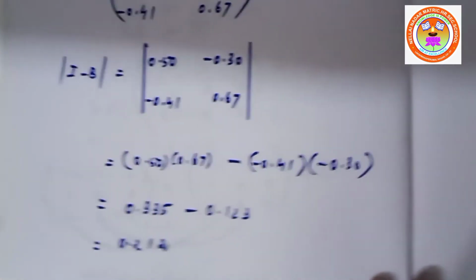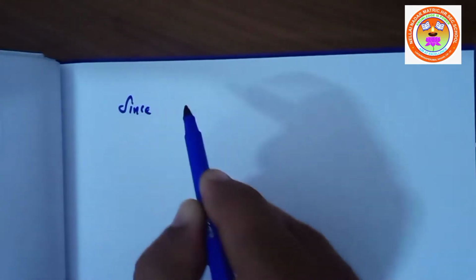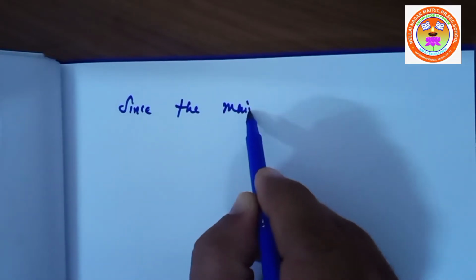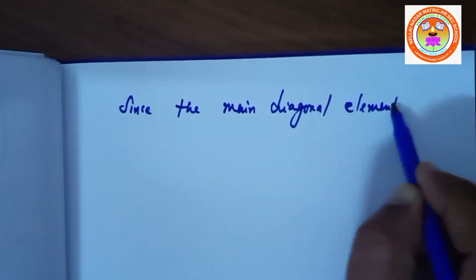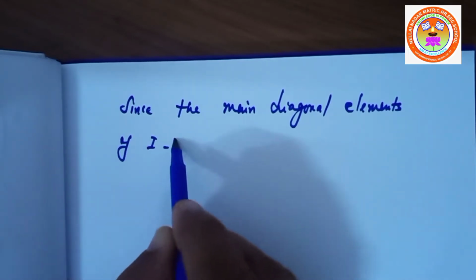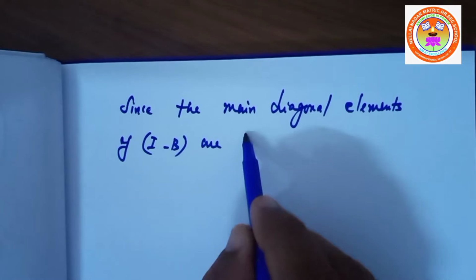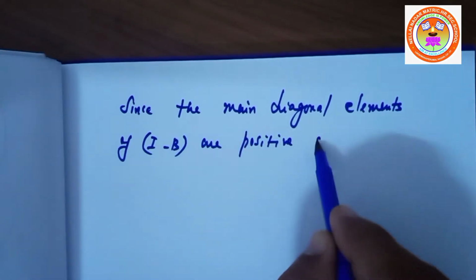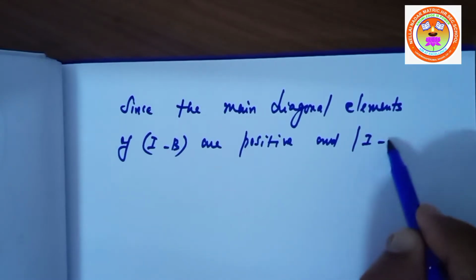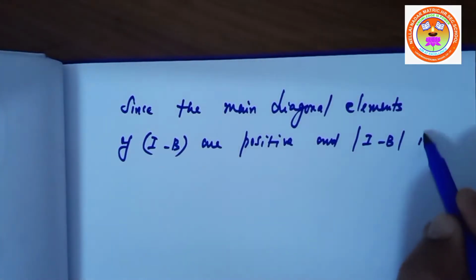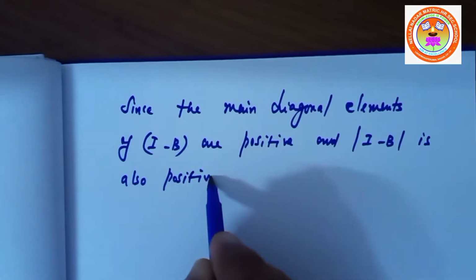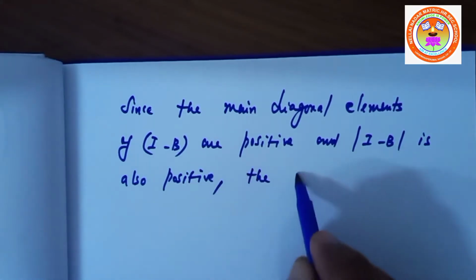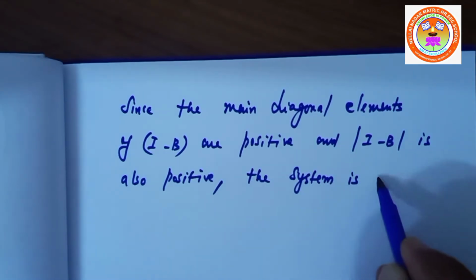Then you have to write the result over here. Since the main diagonal elements of I minus B are positive and the value of the determinant of I minus B is also positive, we can say the system is viable. The system is viable.